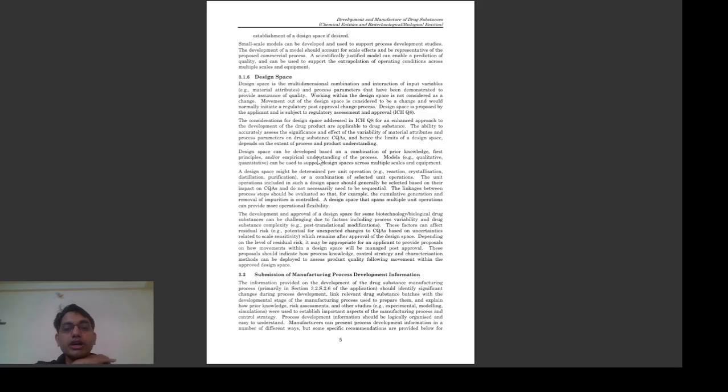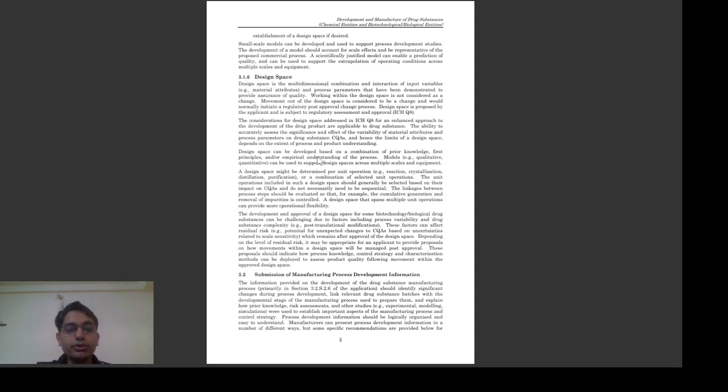Design space might be determined per unit operation, that is, the reaction, crystallization, distillation, and purification, or for a combination of selected unit operations. The design space should generally be selected based on their impact on quality and does not necessarily need to be sequential. The linkage between the processes should be evaluated so that the cumulative generation of impurities is controlled. Design spaces spanning multiple unit operations can provide more operational flexibility.